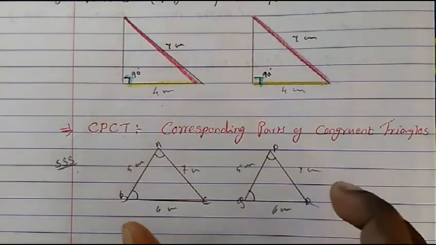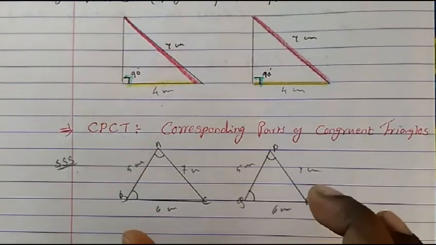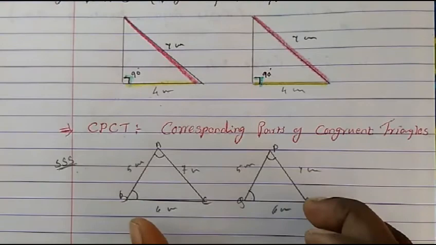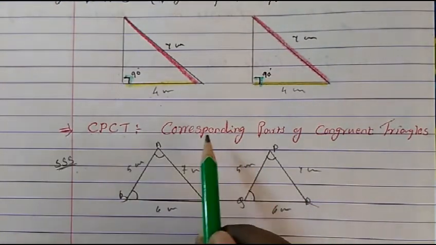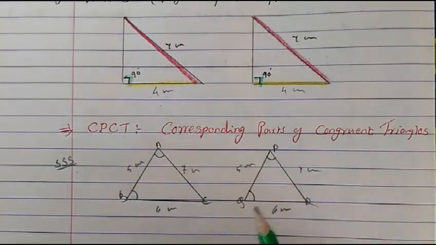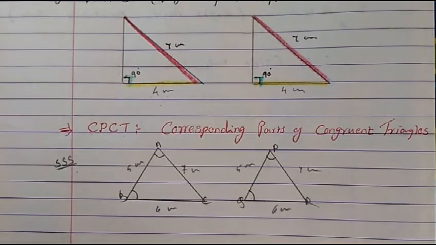First you have to prove that 2 triangles are congruent. Once you prove that 2 triangles are congruent, then you can say by corresponding parts of congruent triangles that the remaining parts are also same. So that's the meaning of this. When we start solving the sums, you will understand much better.